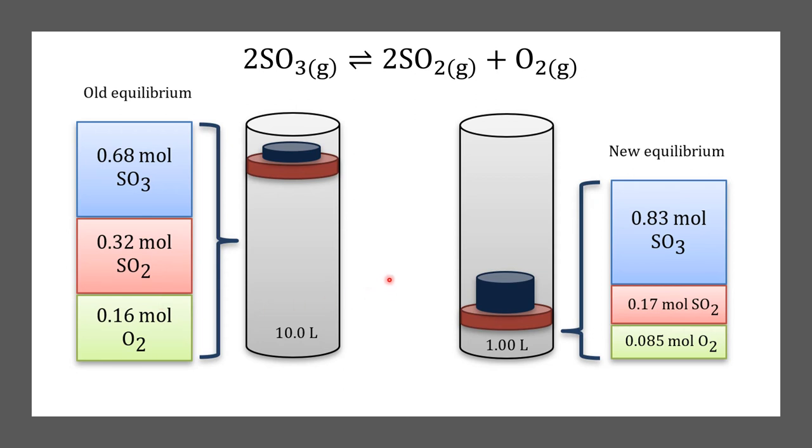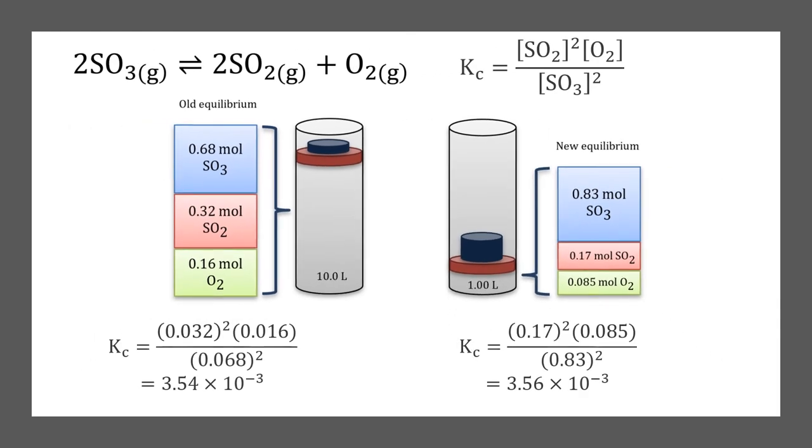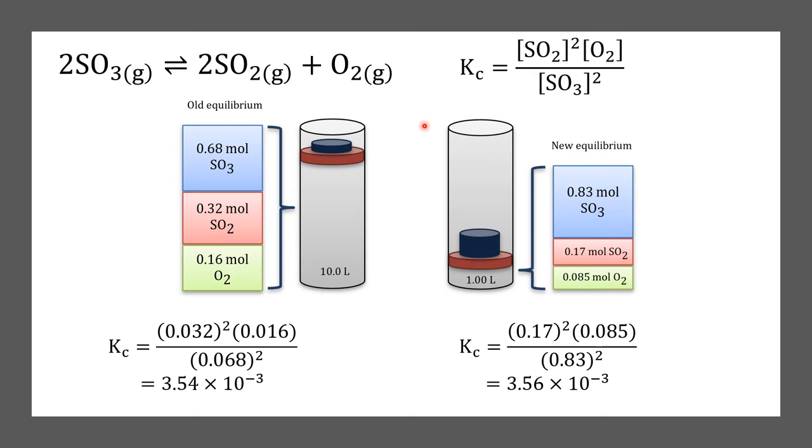How about the value of K? As you see, we calculate K from this expression. Put the values of concentration in. Remember, this is the number of moles. This is the volume. To get concentration, we use moles divided by volume. So we put this concentration in moles per liter in. And we get Kc equal to 3.54 times 10 to the minus 3.